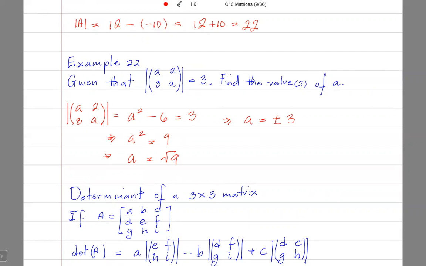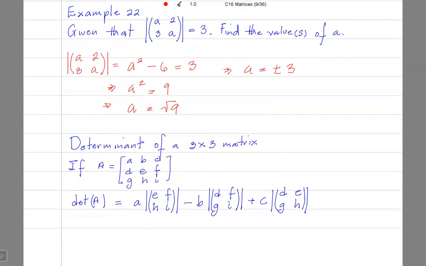All right, determinant of a 3 by 3 matrix. So if A is the matrix A, B, C, D, E, F, G, H, I, the determinant of A would be A multiplied by the determinant of E, F, H, I. So let's show you how we get E, F, H, I. We're going to cover all the elements in the row and the column where A is, and so we'd find the determinant of the remaining elements. The remaining elements are E, F, H, and I. So it's A times the determinant of E, F, H, and I.